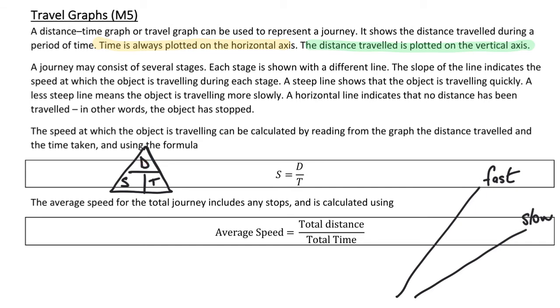The other thing of note is that the average speed of a total journey is the total distance over the total time, including stopping times and everything else. So that's for the average speed.